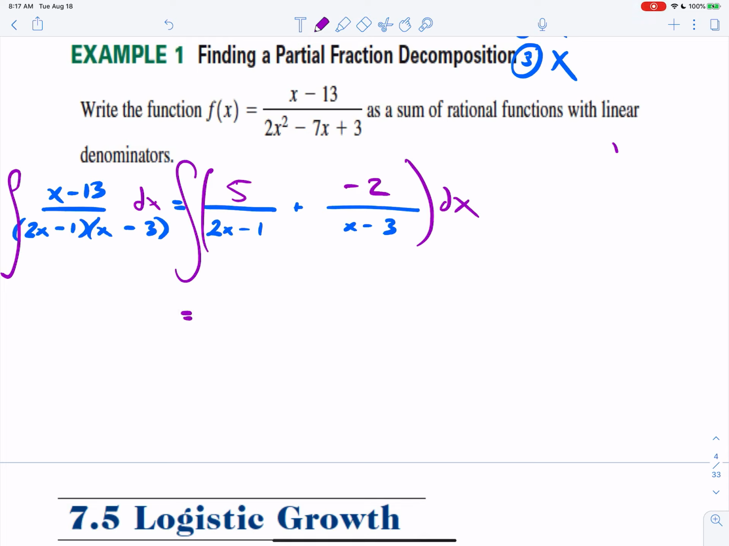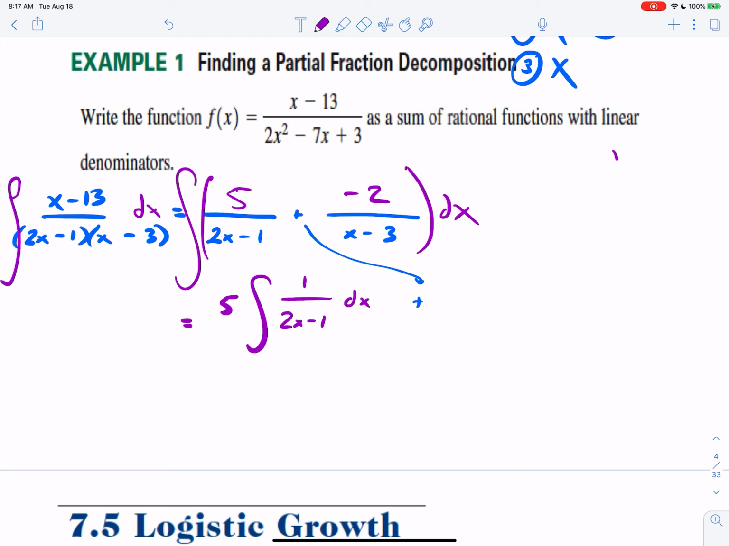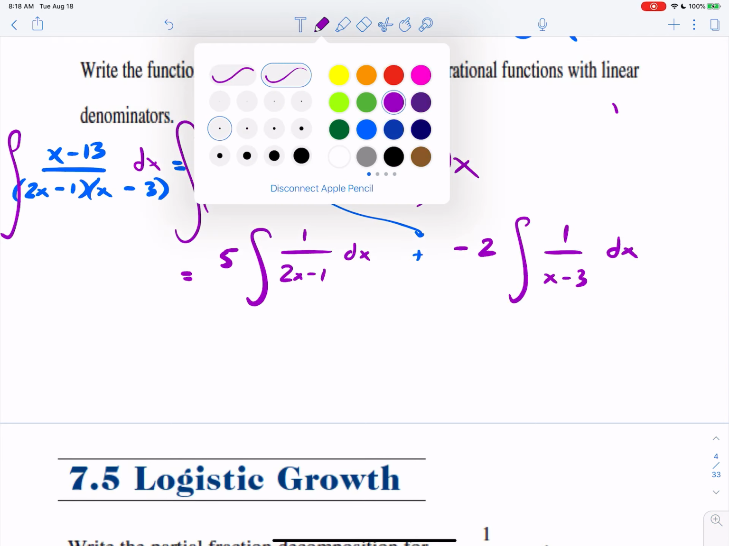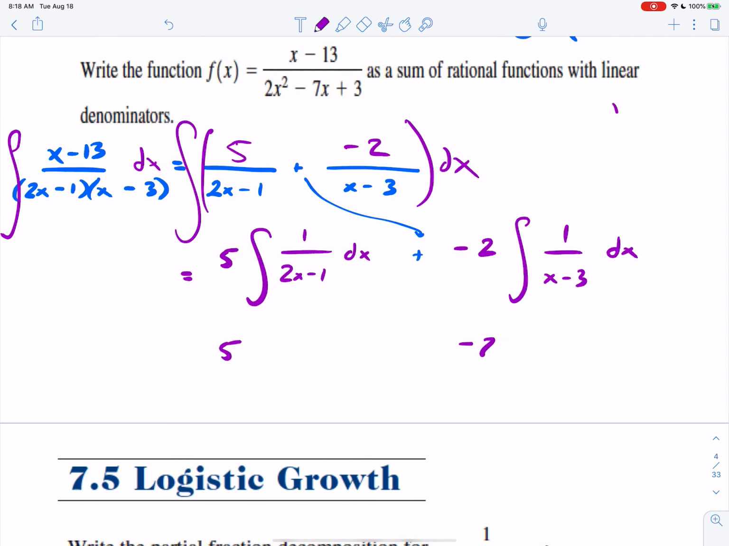So first thing you do is the number at the top, whatever it is, you can bump it outside. So this is just 5 times the integral over 2x minus 1 dx. Okay, and then we have that plus sign right here. Plus, that negative 2 can pop out, and we'll be left with 1 over x minus 3 dx. Okay, so now what we've done is we've created integrals that were easier to integrate because it's just 1 over something linear. So here we go. We have a 5 and we have a negative 2 here. I'll just bring that down right away.